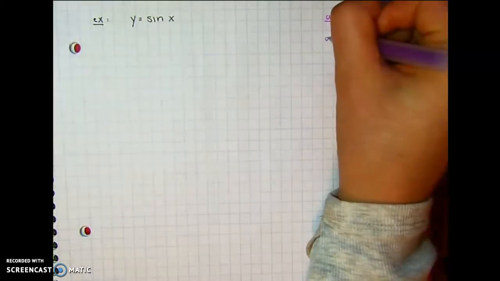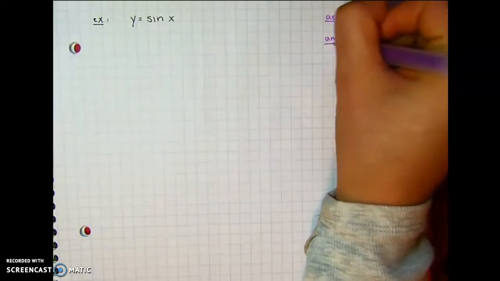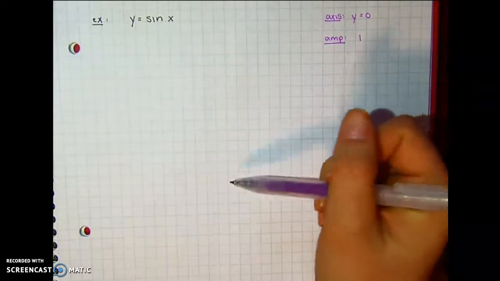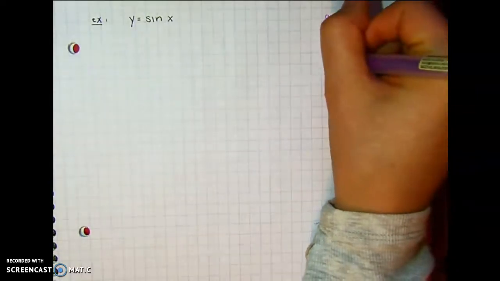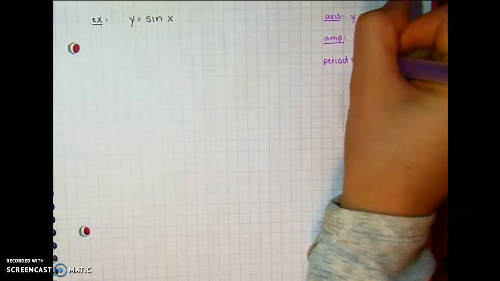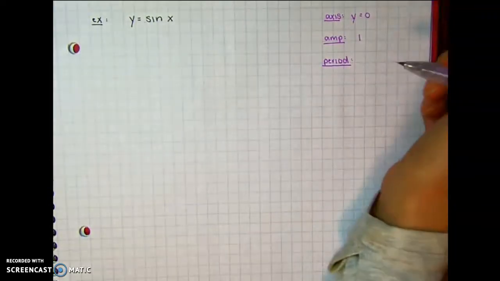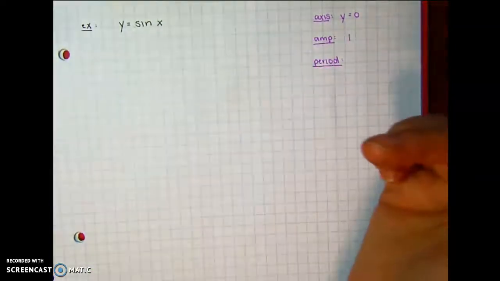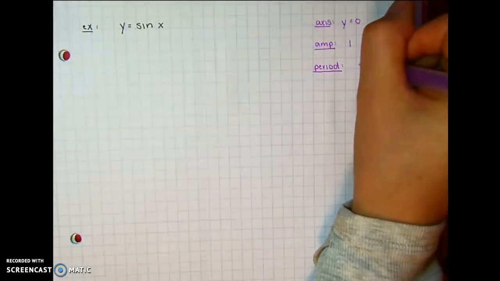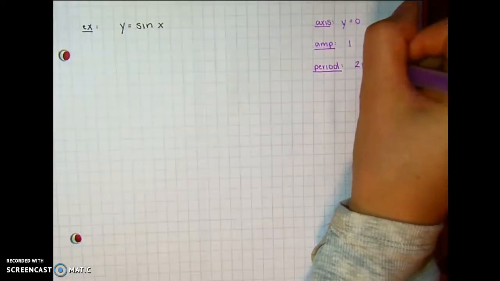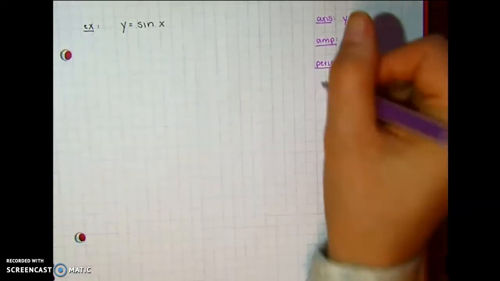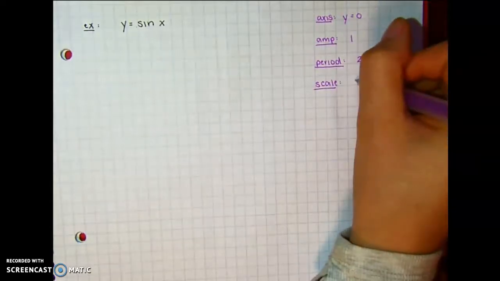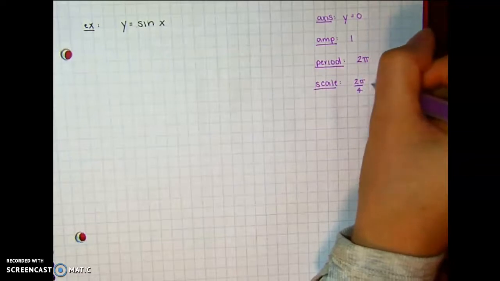You want to know what your amplitude is to help plot your key points. Our amplitude is 1. So that's the distance between your midline and your max. We want to know what our period is. And this is all going to come from the unit circle, which is why we taught that to you first. A period is one trip around the unit circle. So the period is 2 pi over b, which is just going to be 2 pi for the parent. And so your scale, your critical points, is just going to be 2 pi divided by 4, which is pi over 2.